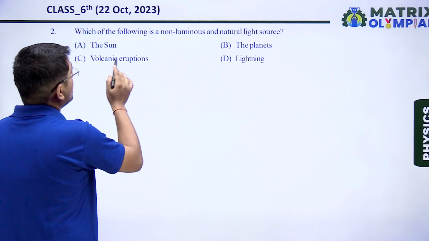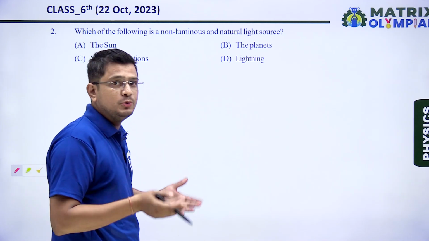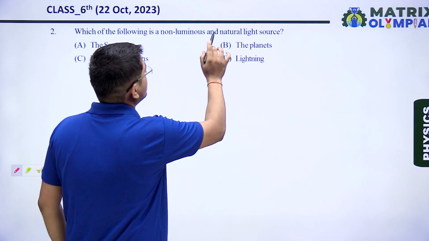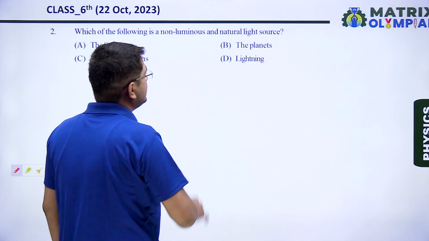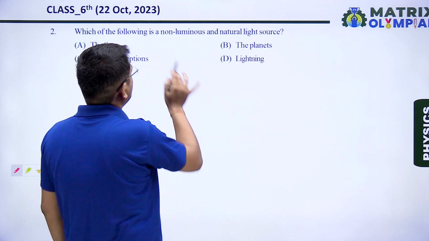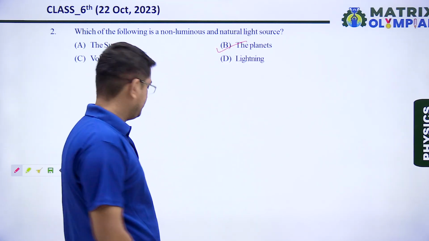is which of the following is a non-luminous, that means which do not produce its own light, and natural light source. So out of these four options, directly we can see here the planets are non-luminous but a natural light source. So correct option is B.